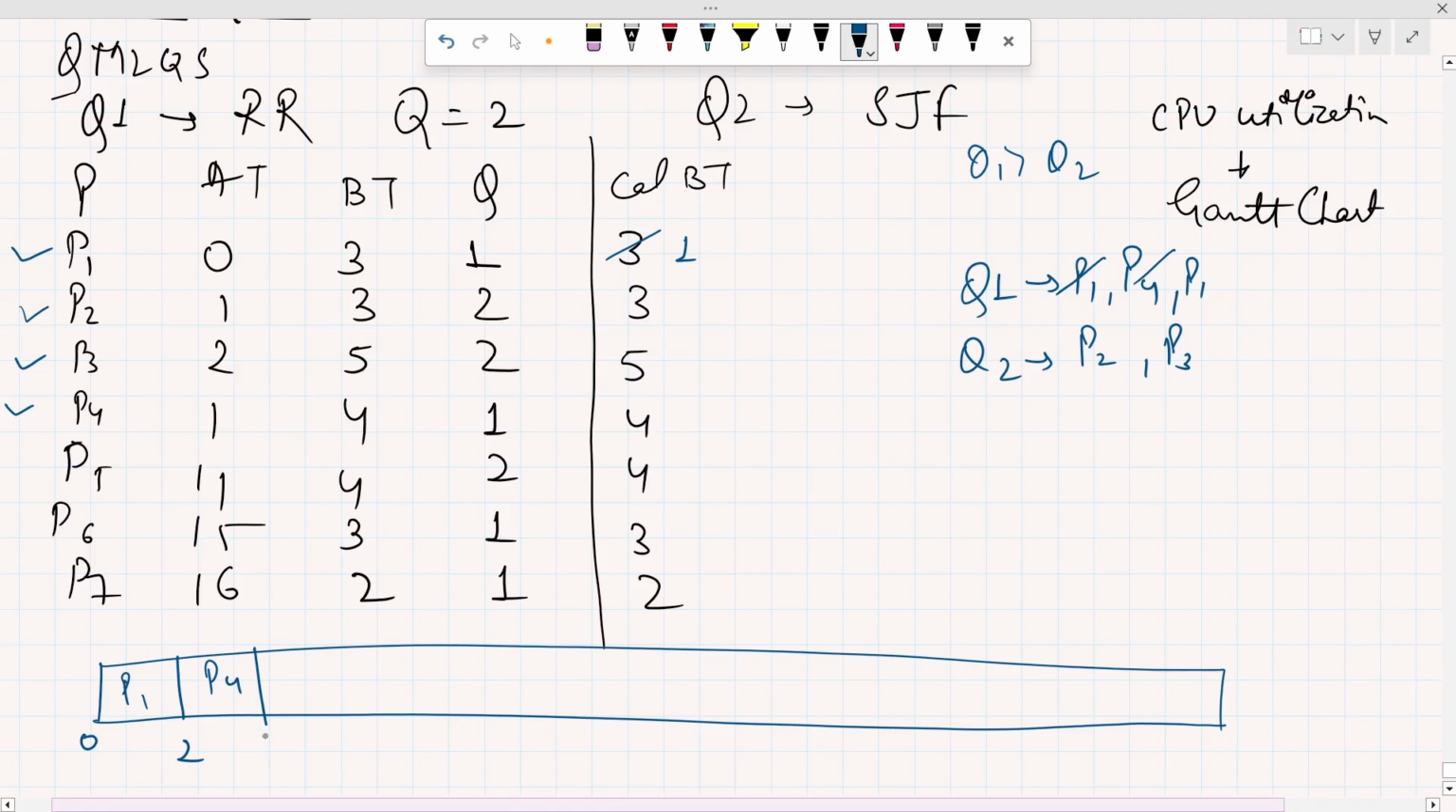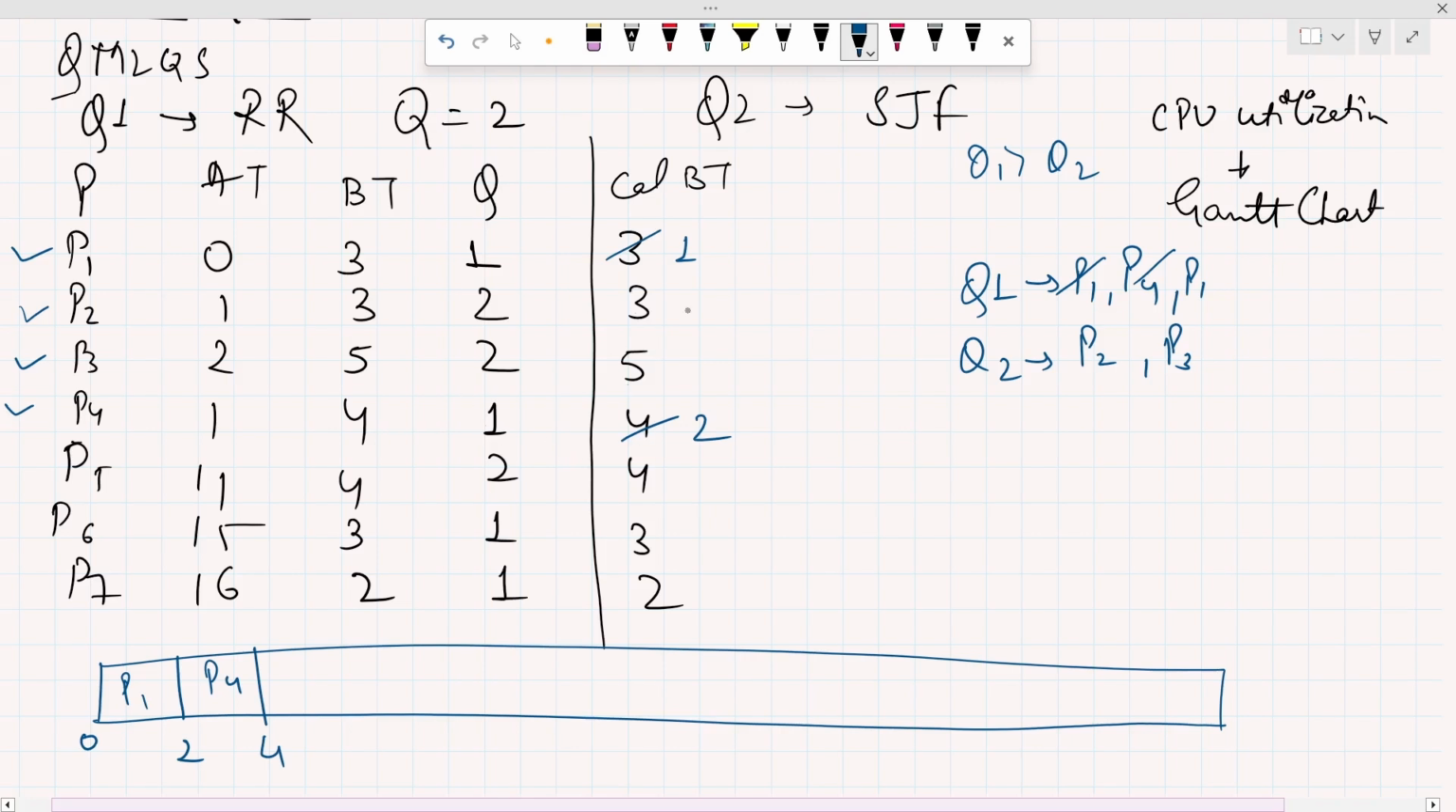But the time quantum is 2. So from 0 to 2, only 2 units of time it executes. Only 2 units of time it executes. After that, the P4 process is related to Q1, meaning round robin scheduling algorithm.